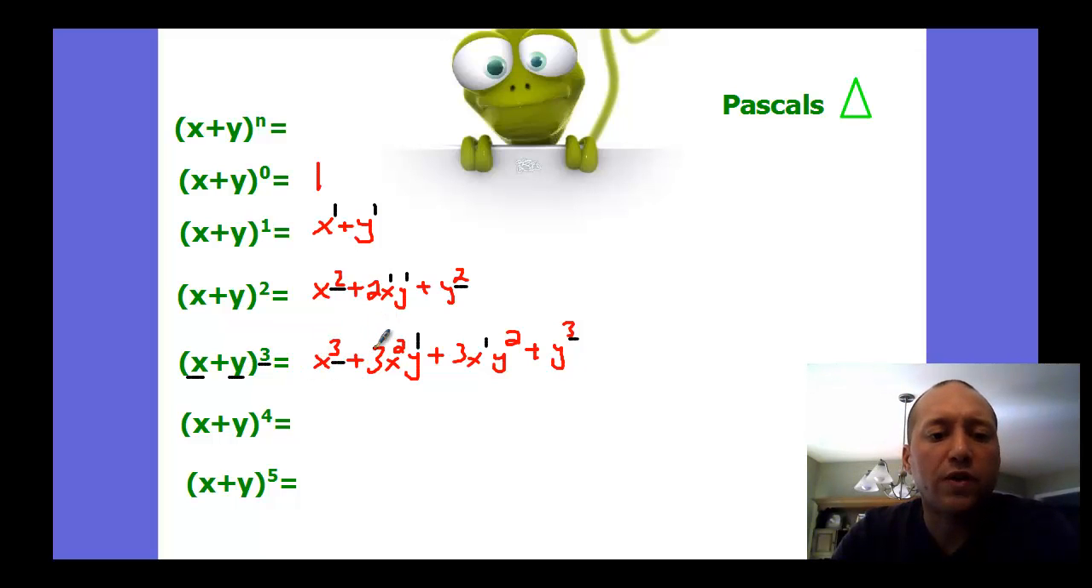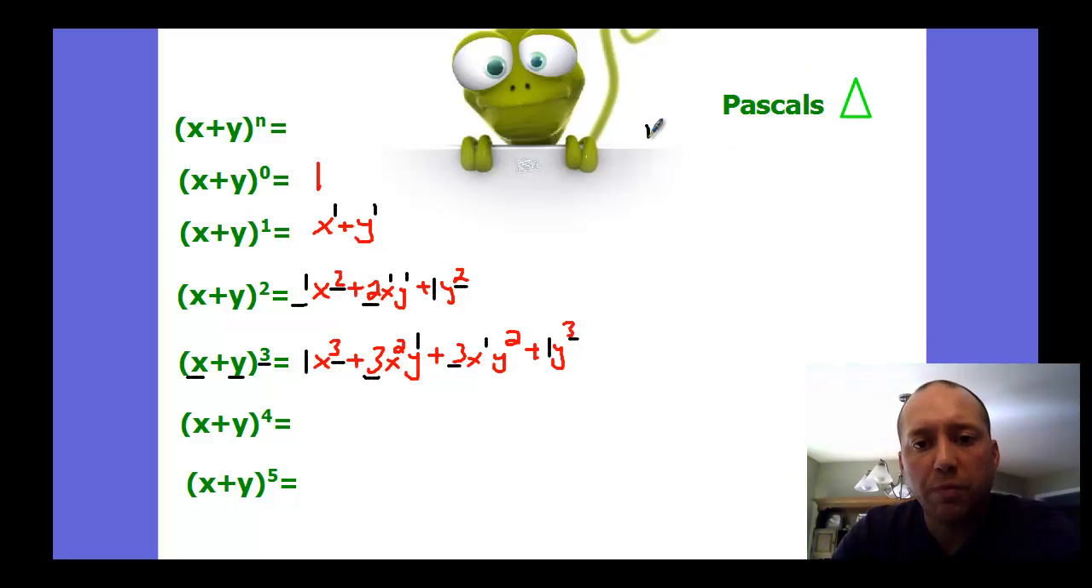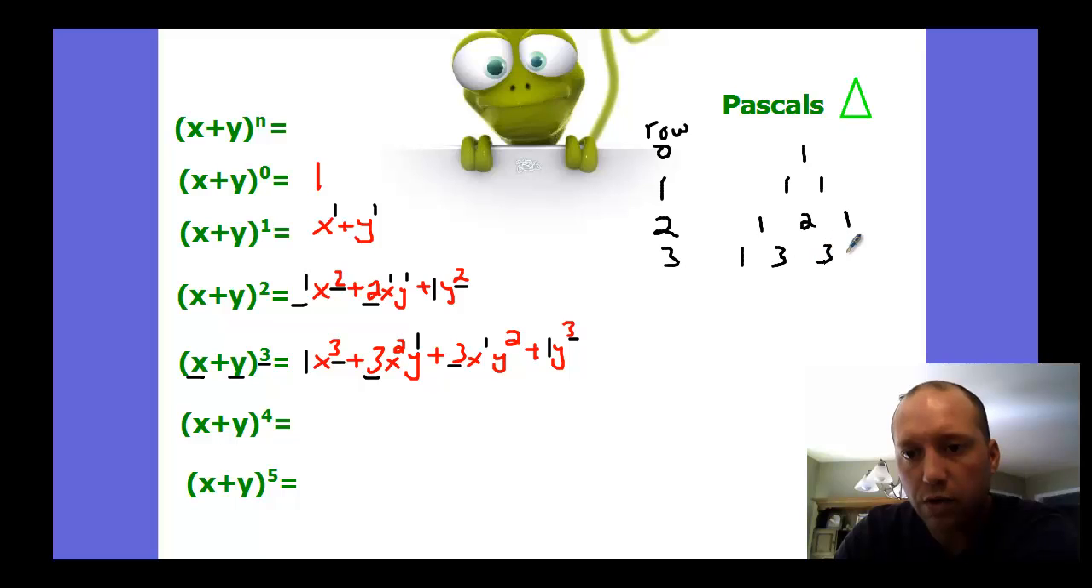And then we look at our coefficients, like the 1, 3, 3, 1. That comes from Pascal's triangle as we go along it. So if you look at Pascal's triangle here, we have a row. The first row is row 0, so that is 1. Row 1 is going to be 1 and 1. Row 2 is going to be 1, 2, 1. Row 3 is 1, 3, 3, 1.